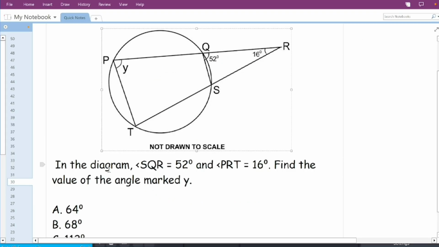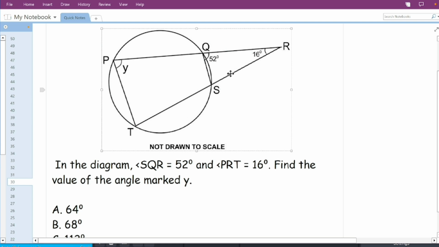Question 30. In the diagram, angle XQR is 52 degrees. This is 52. And angle PRT is 16 degrees. This is 16. Find the value of the angle marked Y. For some, they might not know how to solve this question. There are several ways to solve it depending on how you understand it.